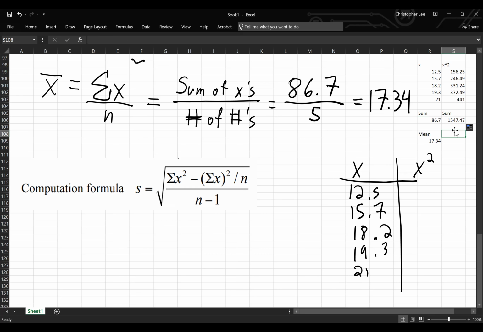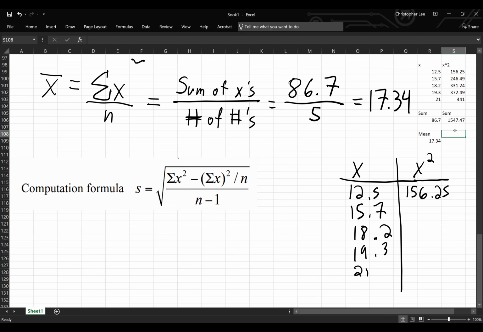Professor, are you using sample standard deviation with this bar here, or are you using the computation formula? Computation formula. It's the same thing. It's the easier one. 331.24? Yeah. Okay. So what I do here, I just square each one of these.